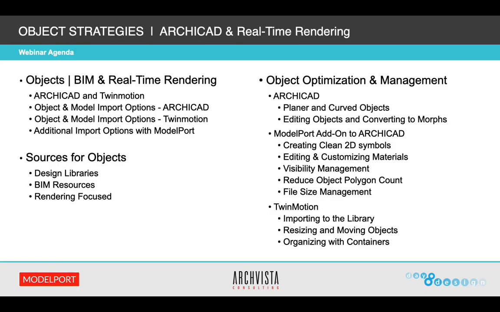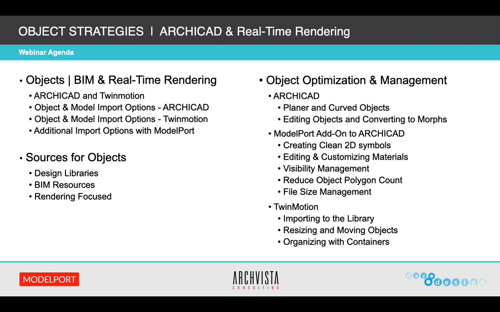So this will be our agenda for today. We're first going to cover a review of objects with BIM and real-time rendering. We'll talk a little bit about Archicad and Twinmotion, object and model import options for Archicad, as well as for Twinmotion, and also additional import options using ModelPort. We'll review several sources for objects, focusing on design libraries, BIM resources, and rendering focused object resources. And then we're going to talk a little bit about object optimization and management.